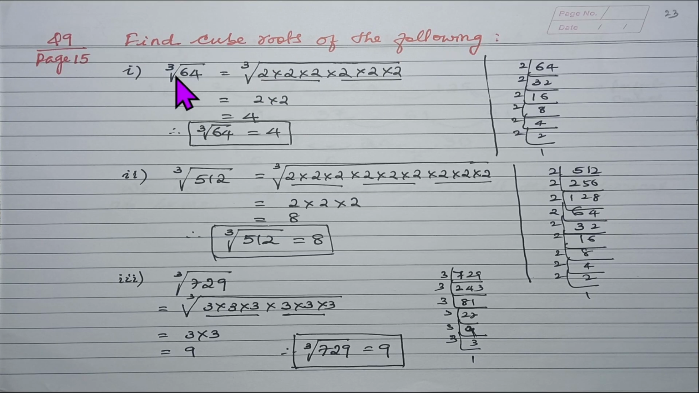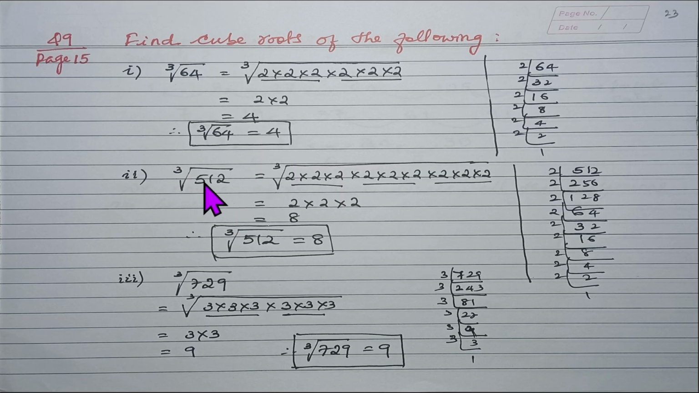Find the cube roots of the following. Cube root of 64. Find the factors of 64. We have 1, 2, 3, 1 triple of 2, 2, 2, 2, again second triple of 2. Now pick one factor from first triple, one factor from second triple. 2 into 2 is 4, therefore cube root of 64 is 4.